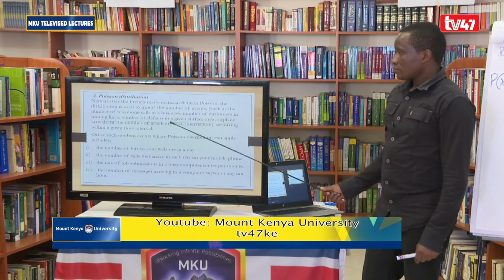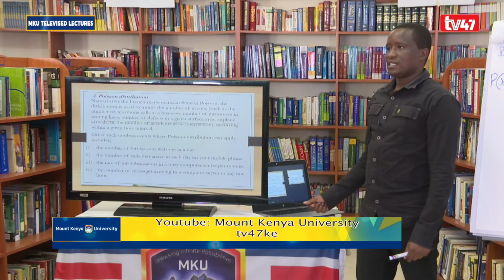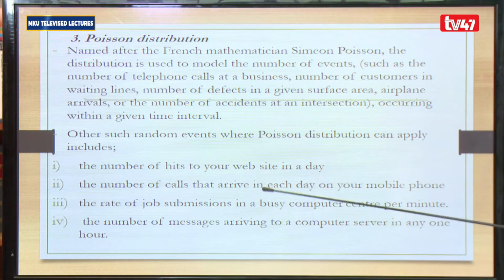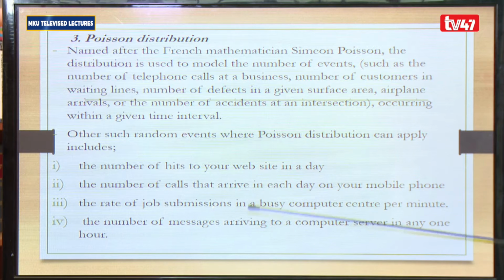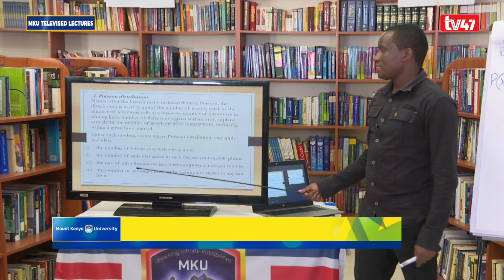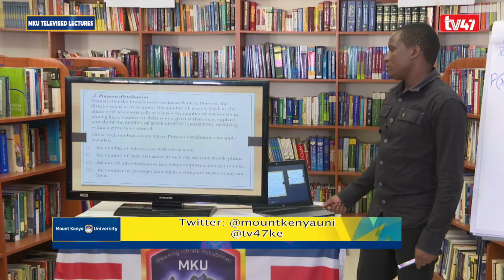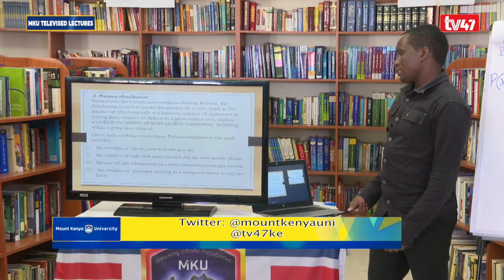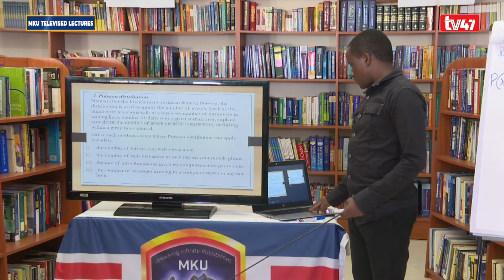Some random events that can be considered to be following a Poisson distribution include the number of hits to your website in a day. Maybe you have 1,000 hits per day. The number of calls that arrive each day on your mobile phone. You can have an average, or the number of calls you've received in a week. That makes your rate parameter. The rate of job submission in a busy computer center per minute, then the number of messages arriving at a computer server in any hour.